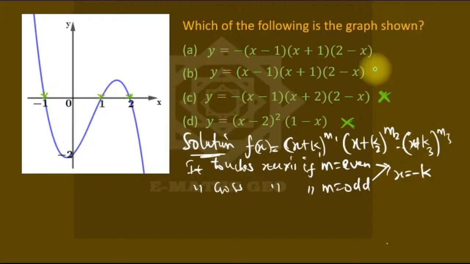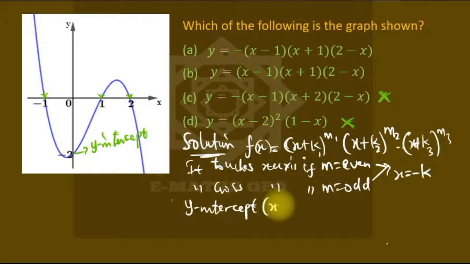So coming to the remaining 2, how do you know which one? We use the next option, which is the y-intercept. This is the y-intercept, meaning x is 0. So what do we do now? We substitute the value of x to be 0 to know whether we'll get minus 2. So let's substitute x as 0 in all the remaining ones to know whether we'll get minus 2.